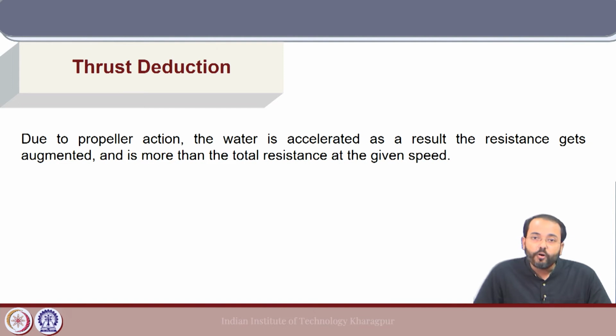When the propeller operates behind the ship hull, it accelerates the flow which is at the stern part of the ship, and this results in the increase of the resistance of the hull. Now, this is shown here as the resistance of the ship, which is the total resistance RTP in the presence of propeller will be higher than RT.